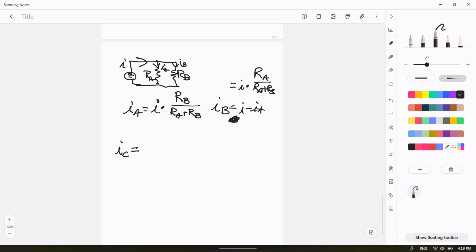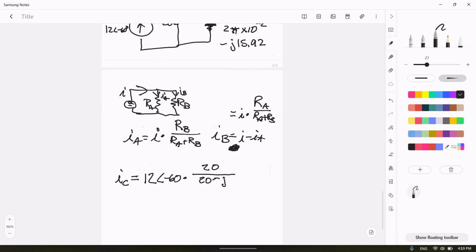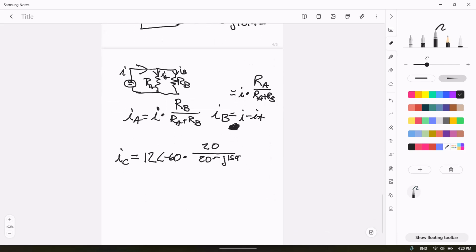And so the current through our capacitor will be our total current, which was 12 angle minus 60 times the other resistor, which was 20, over 20 minus J 15.92. Now if you had to do this by hand, it's always a pain, but we don't have to do it by hand.